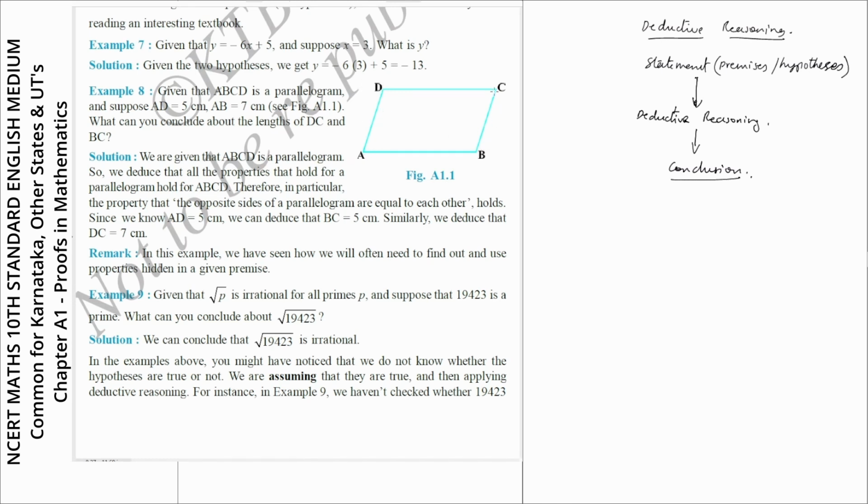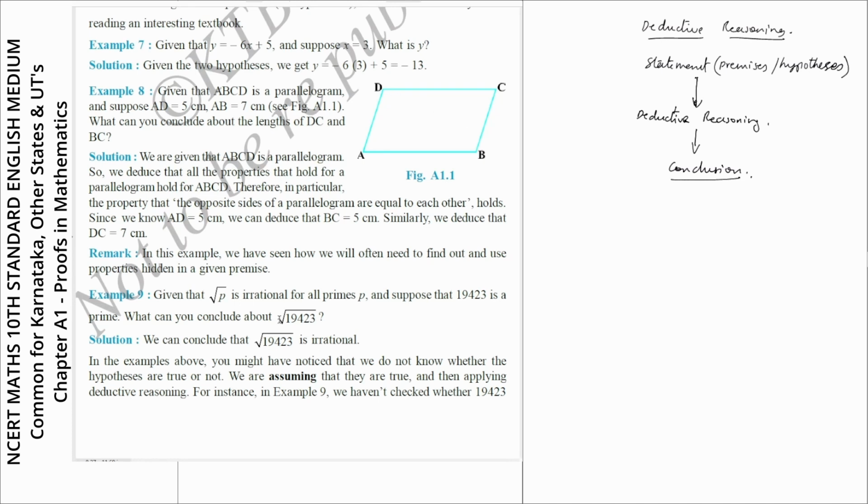BC also is 5. So our conclusion is BC is 5. And what is the length of DC? In the premises it is given that the length of AB is 7 centimeter. Therefore our conclusion is that CD is also of length 7 centimeter. Okay, it's a very simple problem.